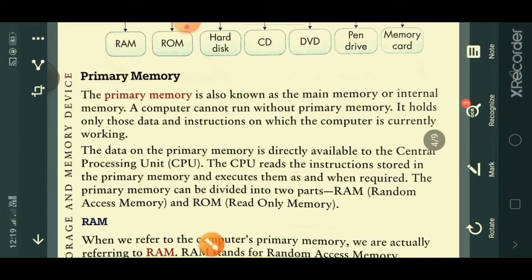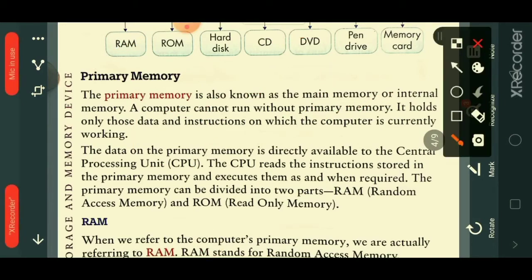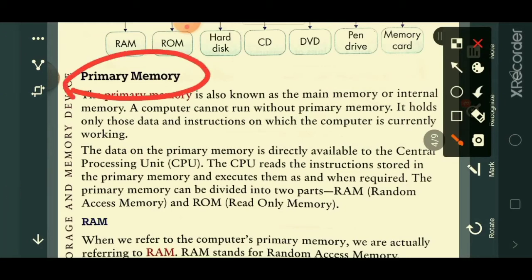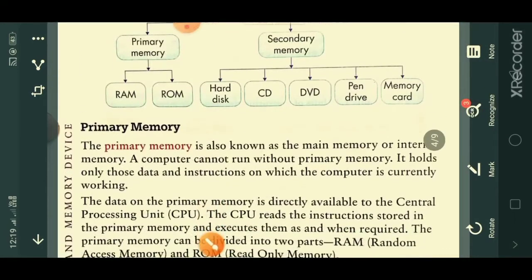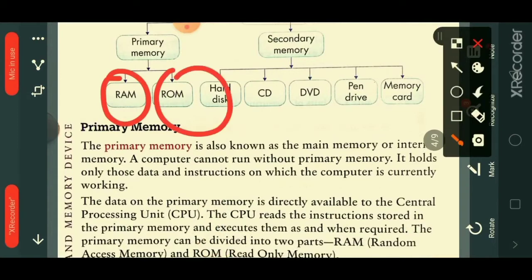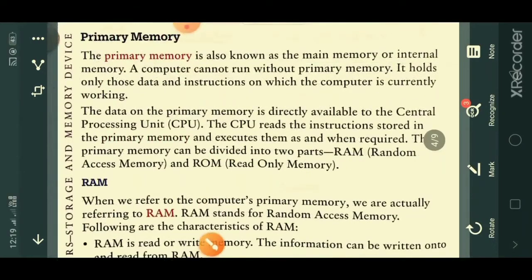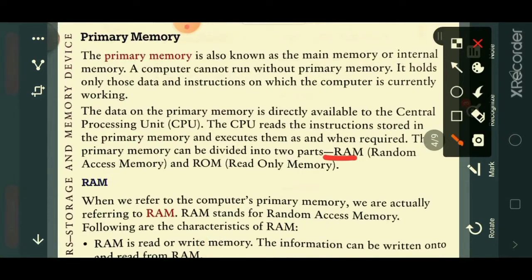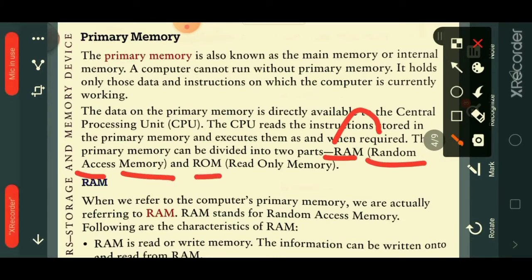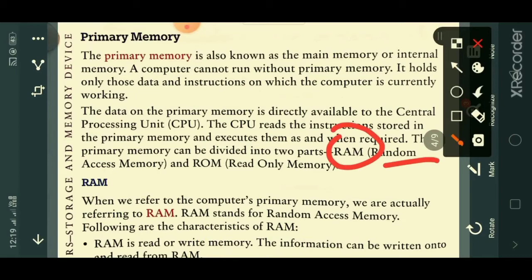The primary memory can be divided into two parts. Your primary memory is divided into two parts. Those are RAM and ROM. The full form of RAM is R means random, A means access, M is memory. The same way the ROM, R is read, O means only, M means memory. Random access memory and read only memory.